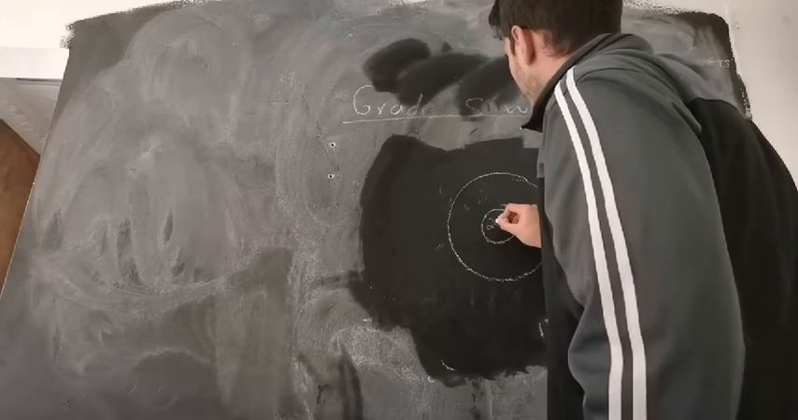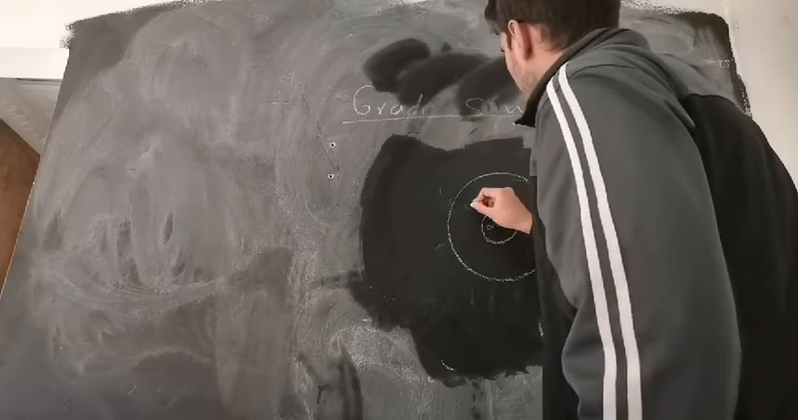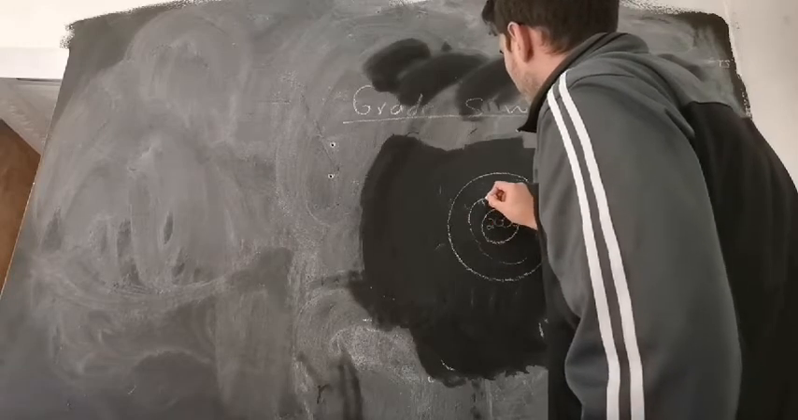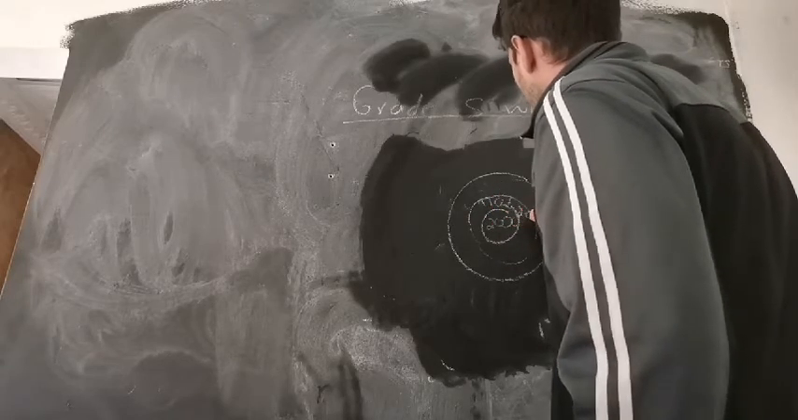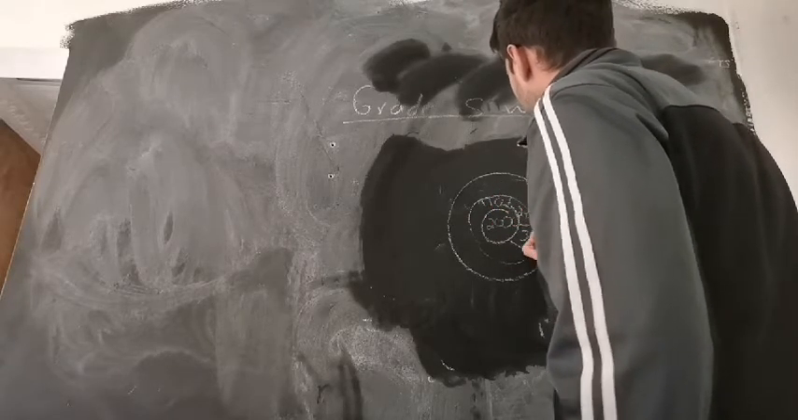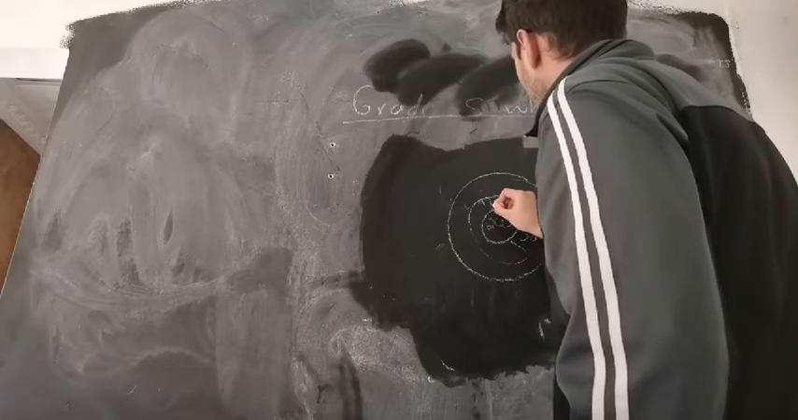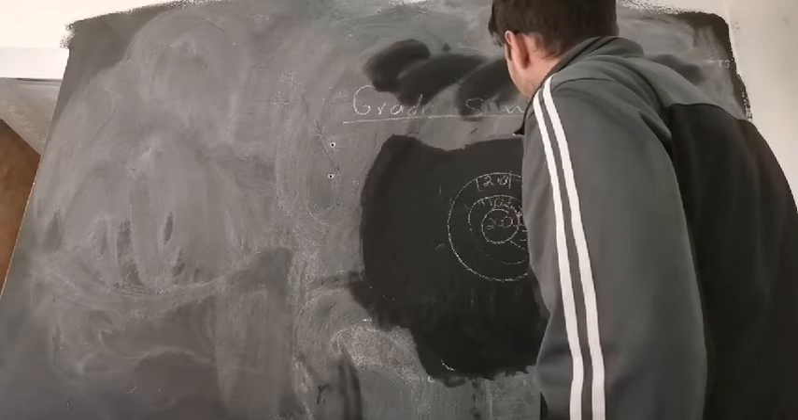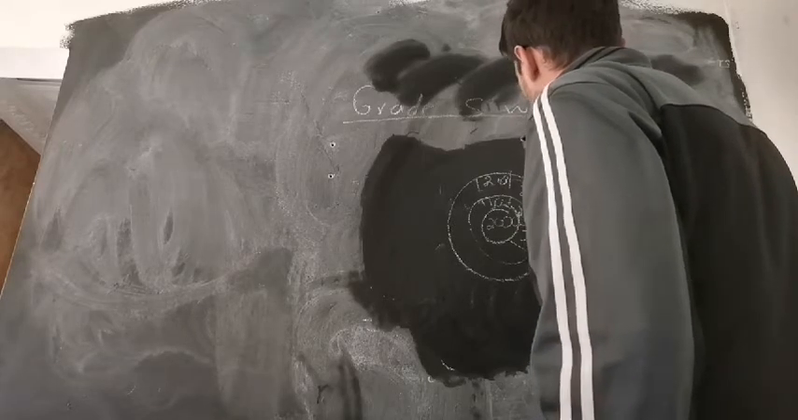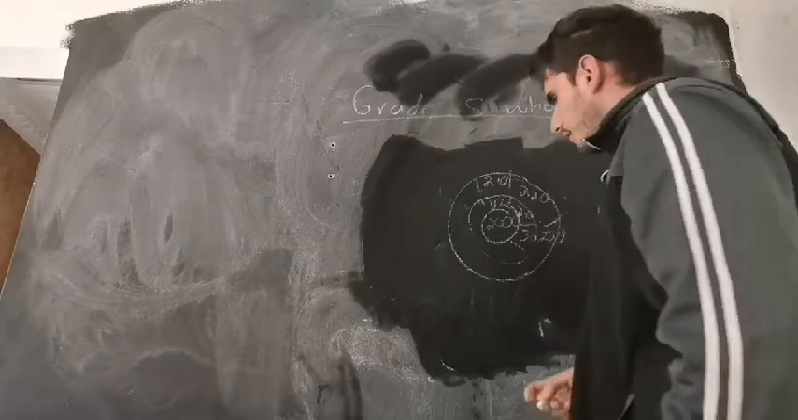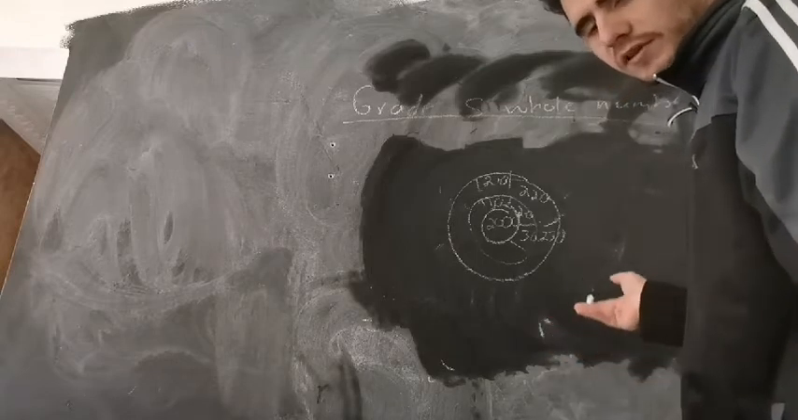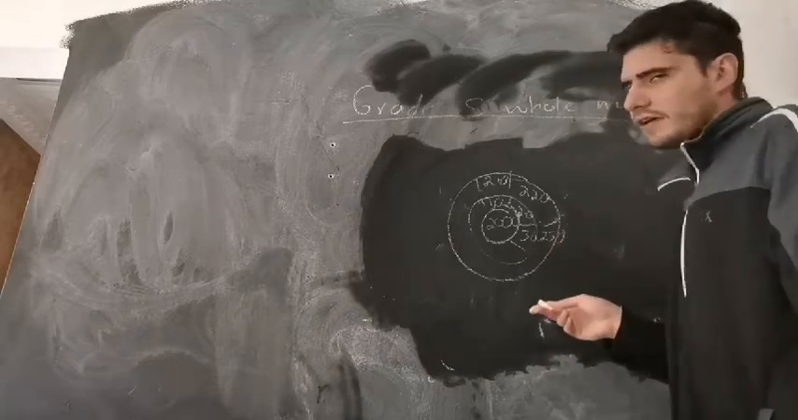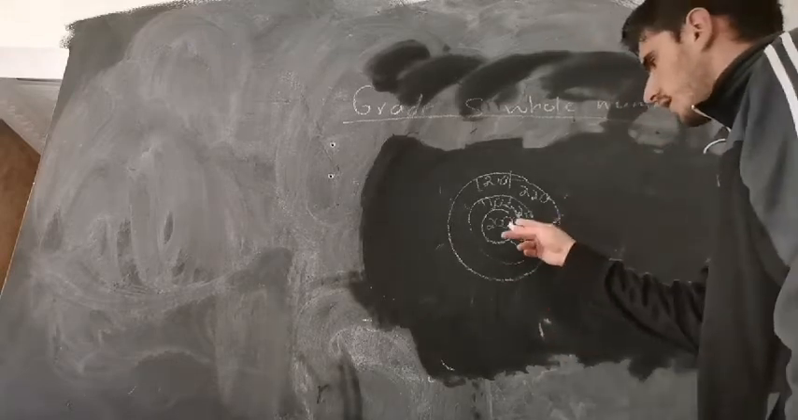Let's say there's 2,000 here. Then we've got a circle around that. That's 10, that's 20, and that's 30, and so forth. Then you have to add it in the circle. Then you'll write your answer here: 210, 220, and 230.